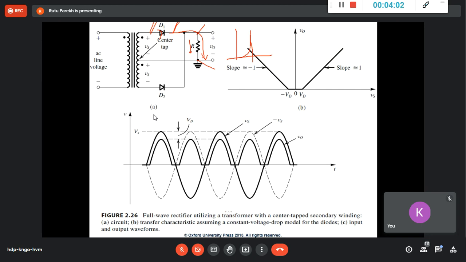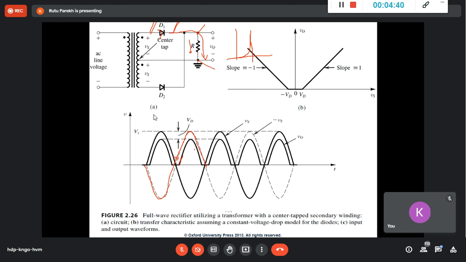But if the voltage is less than that, let's say this is your input voltage, one cycle and so on. Then after it has reached 0.7 volt, the diode will start conducting, and the current will start flowing.